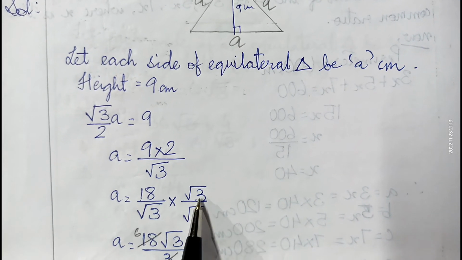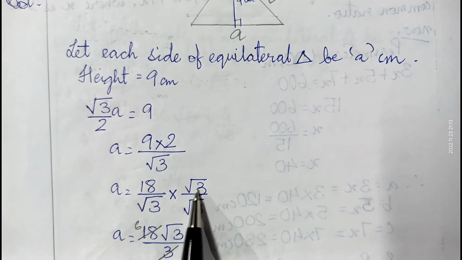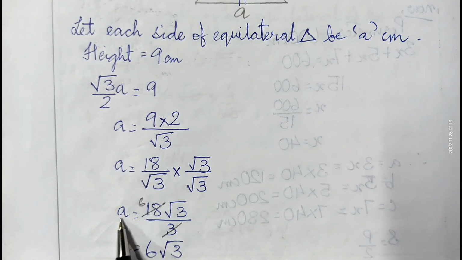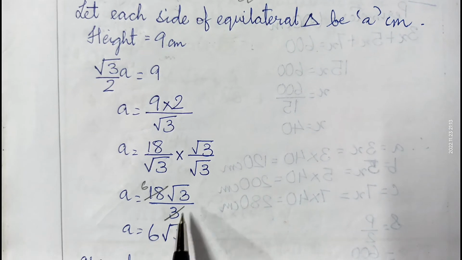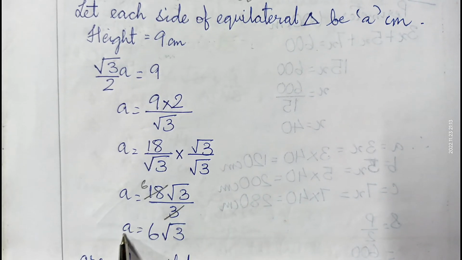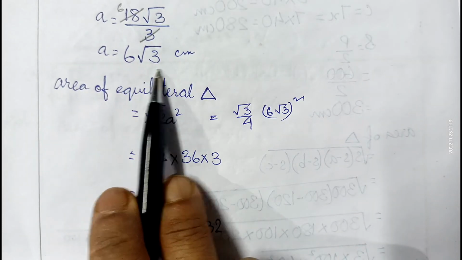If we rationalize, we have to multiply by root 3 in both numerator and denominator. So A will be 18 root 3, and root 3 into root 3 will be 3. 3 sixes are 18. So A will be 6 root 3. So we got each side to be 6 root 3 centimeter.